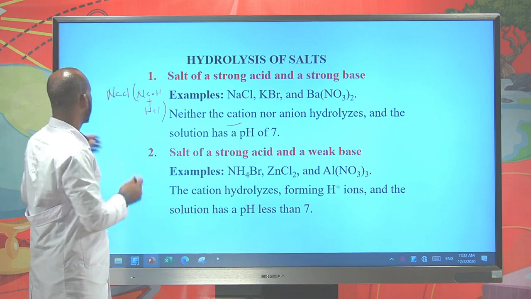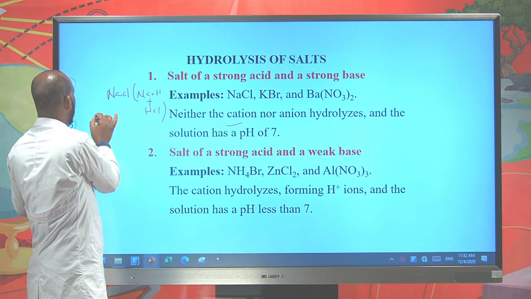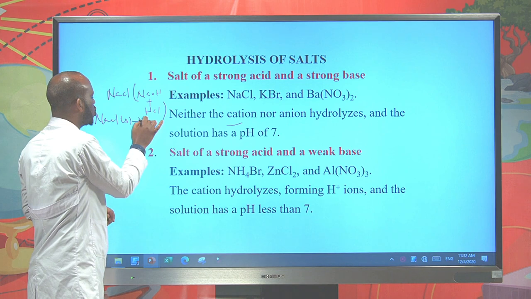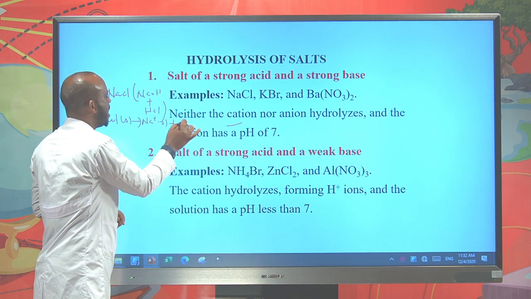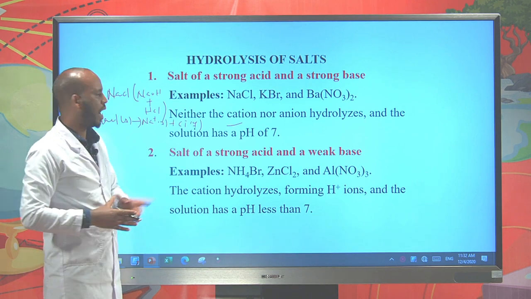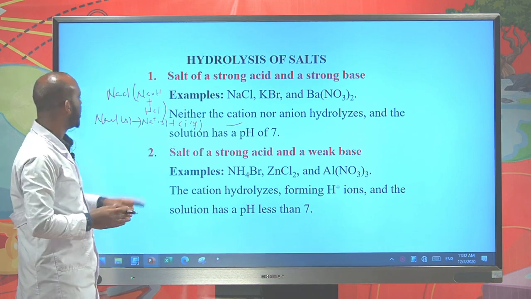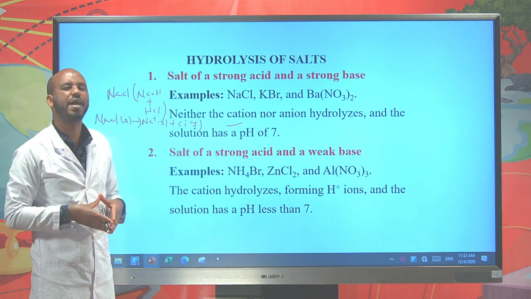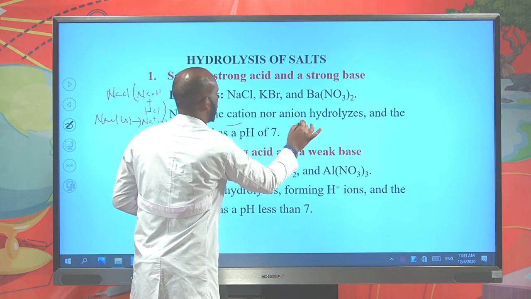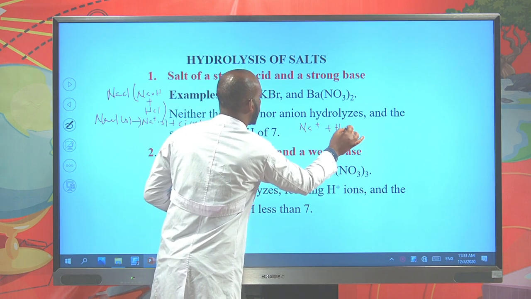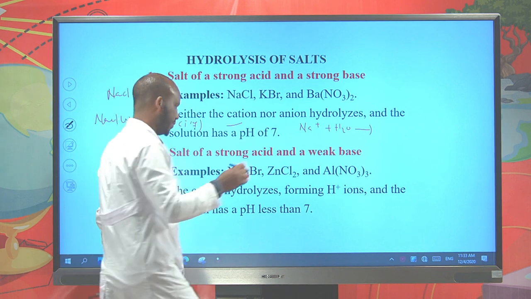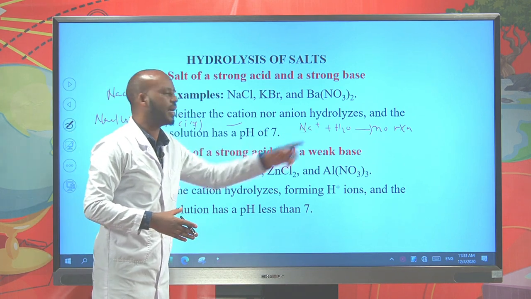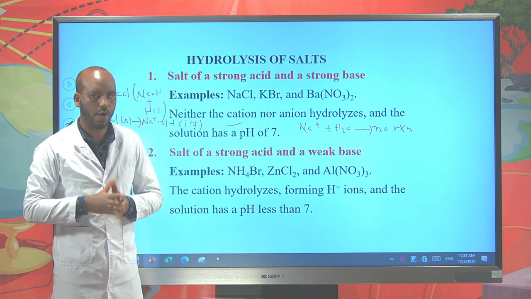Let us see it. Sodium chloride is a strong electrolyte, a salt. Sodium chloride completely dissociates in water into Na plus aqueous and Cl minus aqueous. Now, hydrolysis of a salt is defined as the reaction of ions of the salt with water to produce hydronium ion or OH minus. Now, sodium plus water: no appreciable reaction. No reaction, because cations of alkali metals and alkaline earth metals do not react with water.